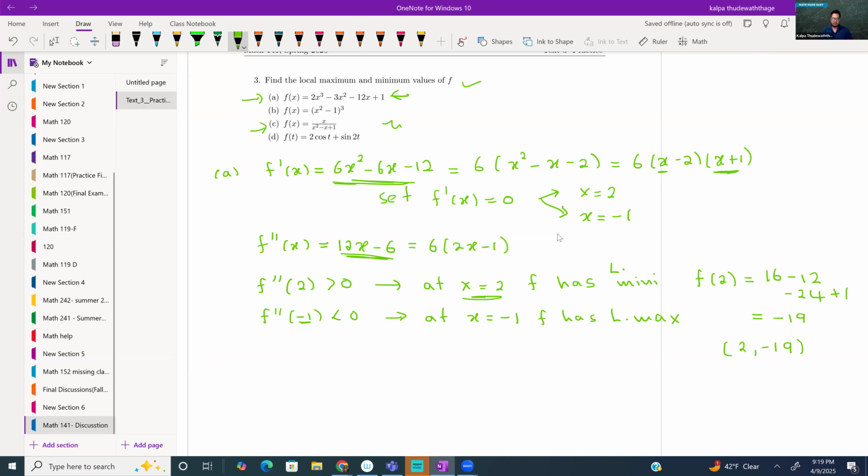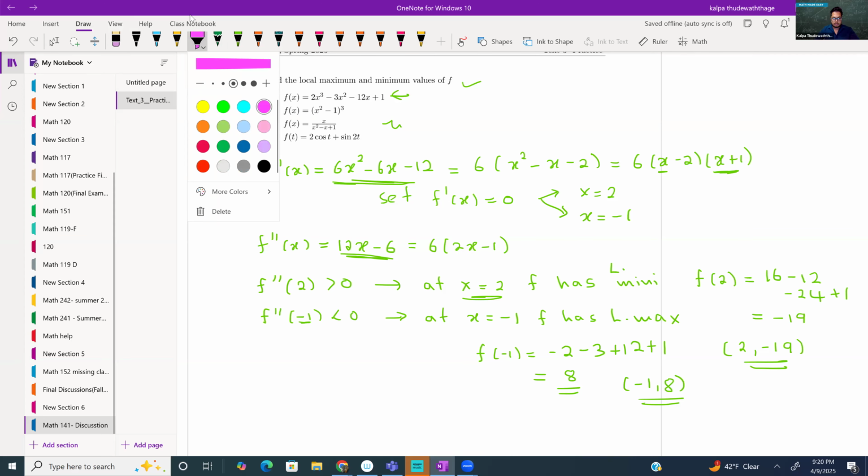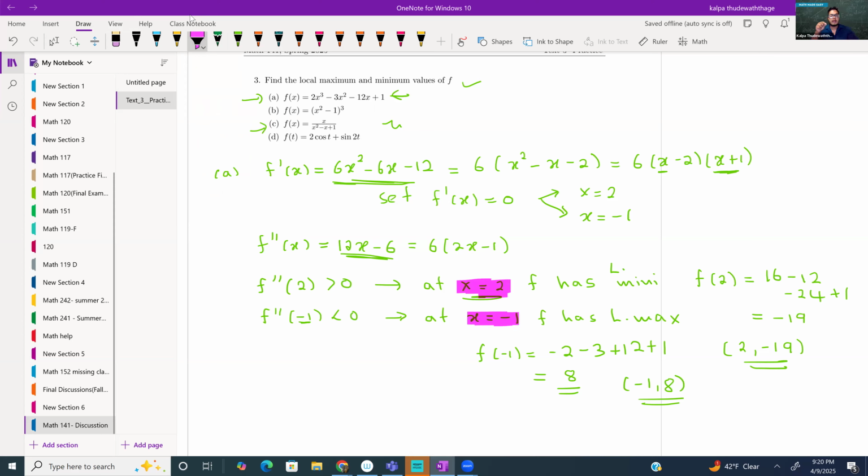It happened at 2. Similarly, you can plug minus 1 into the function, and you get minus 2, minus 3, plus 2, plus 1, and you get what? 7, 8 maybe? Yeah, it's 8. That is the maximum value. It happened at minus 1. But specifically, I am looking for where the local min and max occur. If you can find that, that's pretty much enough.